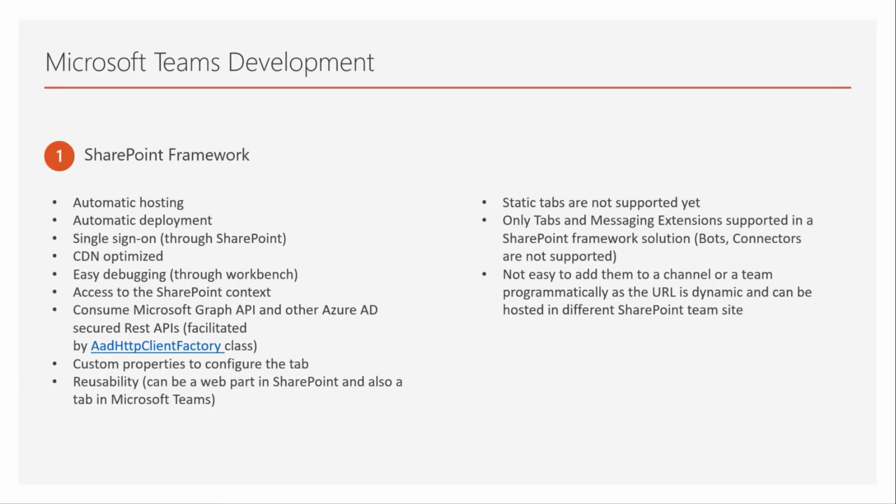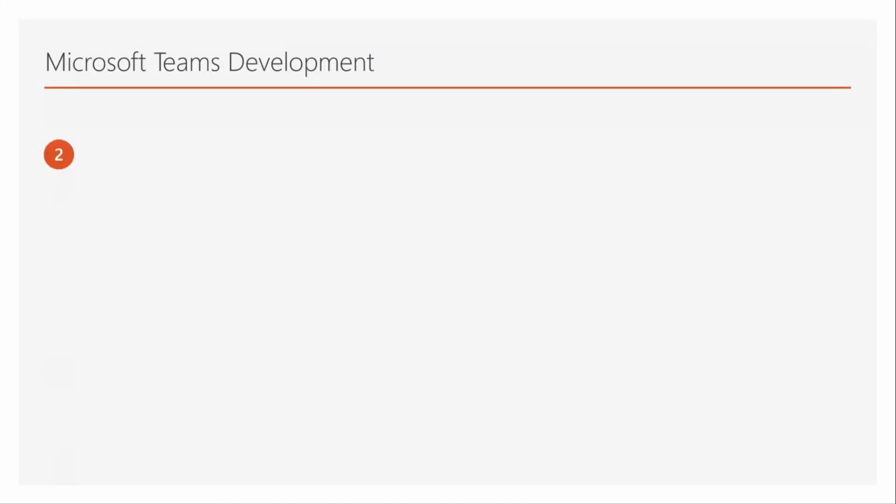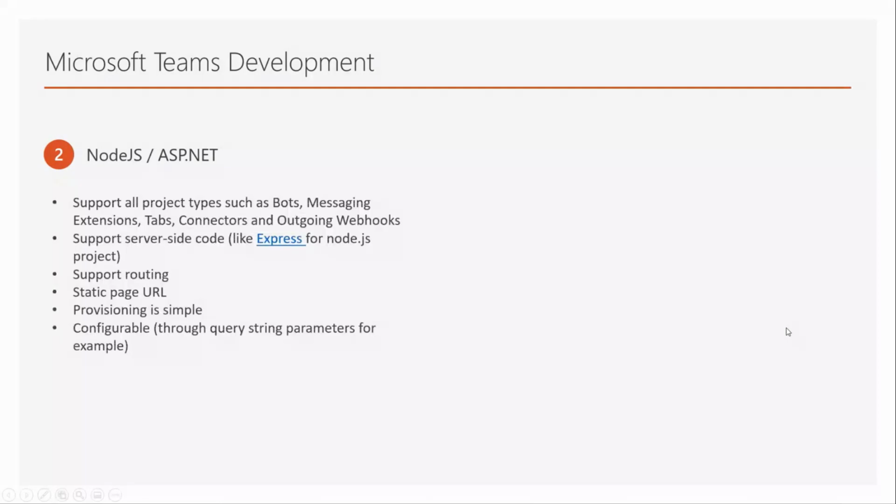For example, if you create a team, it has a URL behind the scenes and it uses that to basically render the page. And there is another way of developing apps for Microsoft Teams, which is Node.js or ASP.NET, which supports all project types, such as bots, messaging extensions, tabs, connectors, and outgoing webhooks. It supports server-side code, like you can use Express for Node.js, and if you're using ASP.NET, you can use C# for the server-side code. It supports routing and also a static page URL.